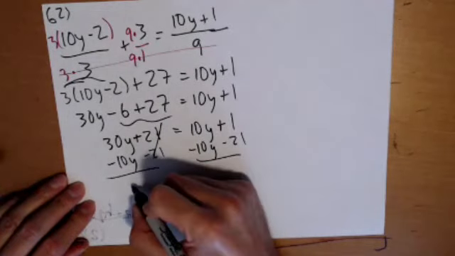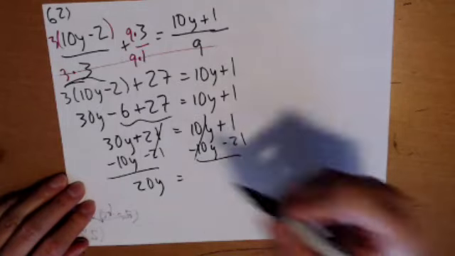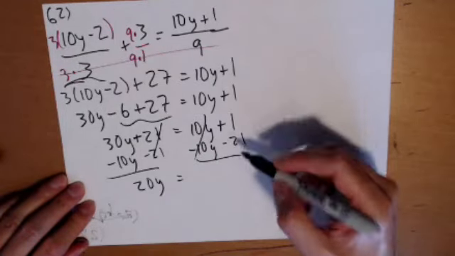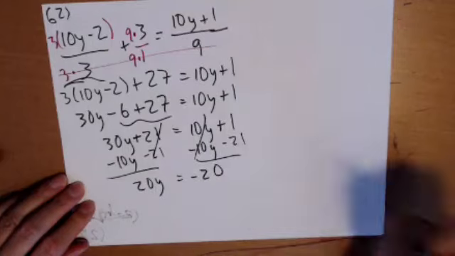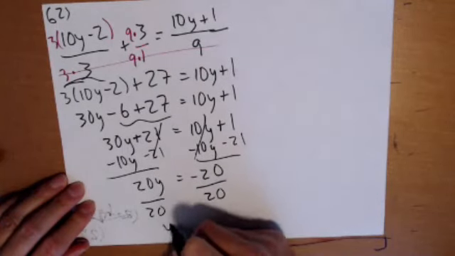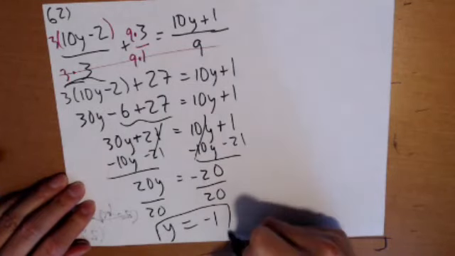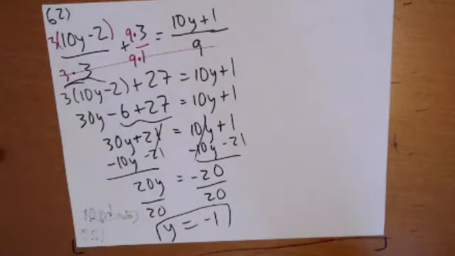30y minus 10y is a 20y. Equal sign. 10y minus 10y, bye-bye. A 1 and a negative 21, negative 20. Get y completely alone. Divide by 20. Divide by 20. Y is equal to negative 1. Ta-da! Okay, so that was 62.